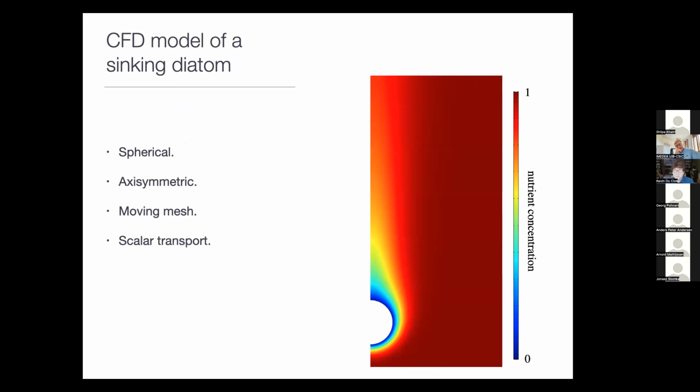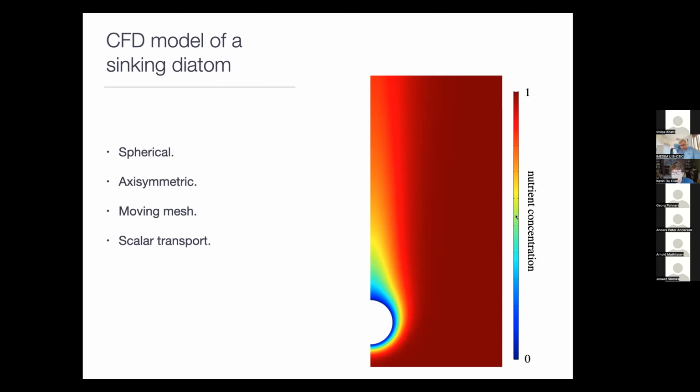And so to look at how these different factors affect this enhancement number, we use a CFD model of a sinking diatom. So we have a spherical cell here, and this is an axisymmetric model, so we're just seeing half of the cell here. And we use a moving mesh, and that allows us to account for acceleration from the unsteady sinking term. And we use a scalar transport model to look at the flux of nutrients.